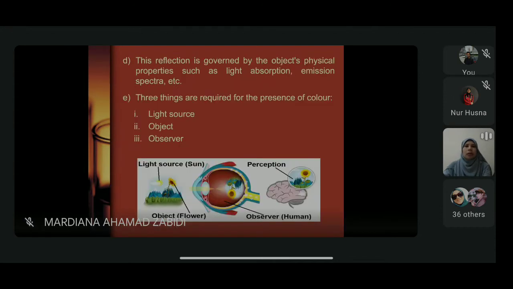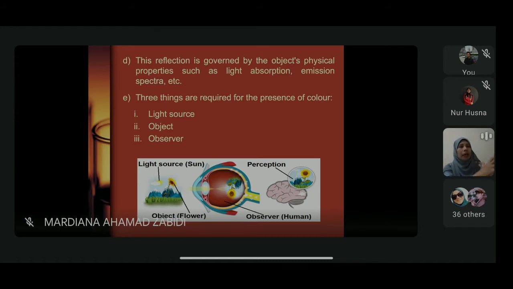The reflection is governed by the object's physical properties such as light absorption, the emission spectra, and so on. I'm not sure whether this one has been covered. The same thing goes when you have a red color surface. When the light is reflected, you are going to see the product as red because the wavelength of the light is being reflected.